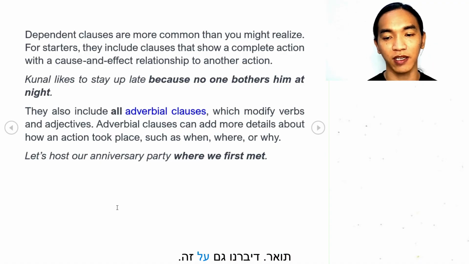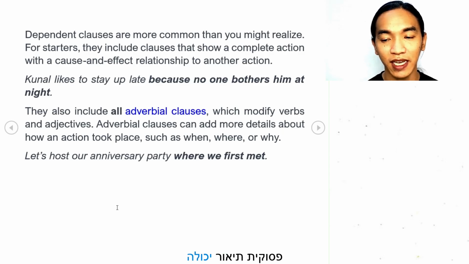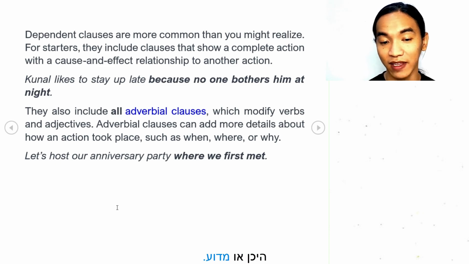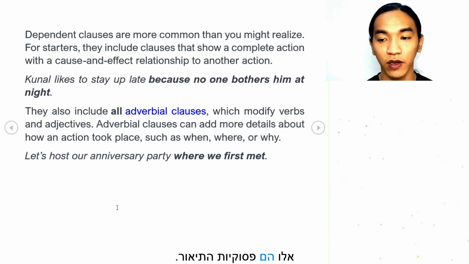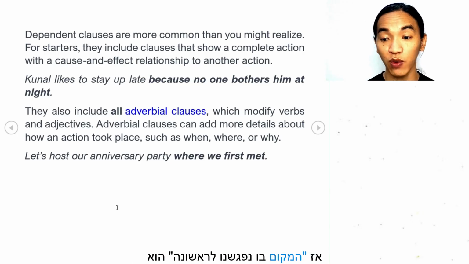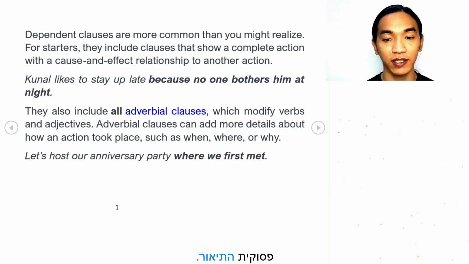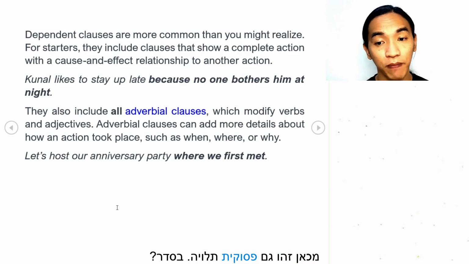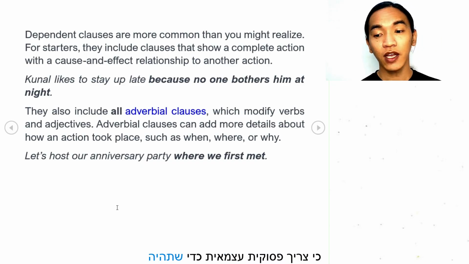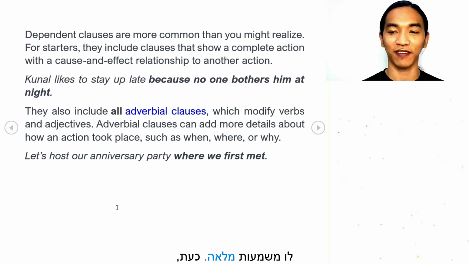We also talked about this one. Adverbial clauses can add more details about how an action took place, such as when, where, or why. These are your adverbial clauses. Example: let's host our anniversary party where we first met. So where we first met is your adverbial clause. Hence, this is also a dependent clause, okay? Because it needs an independent clause to have a complete meaning, all right?